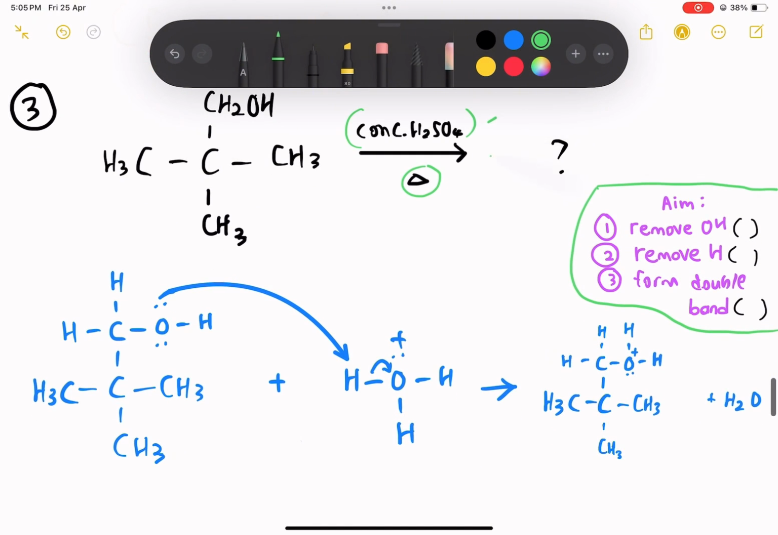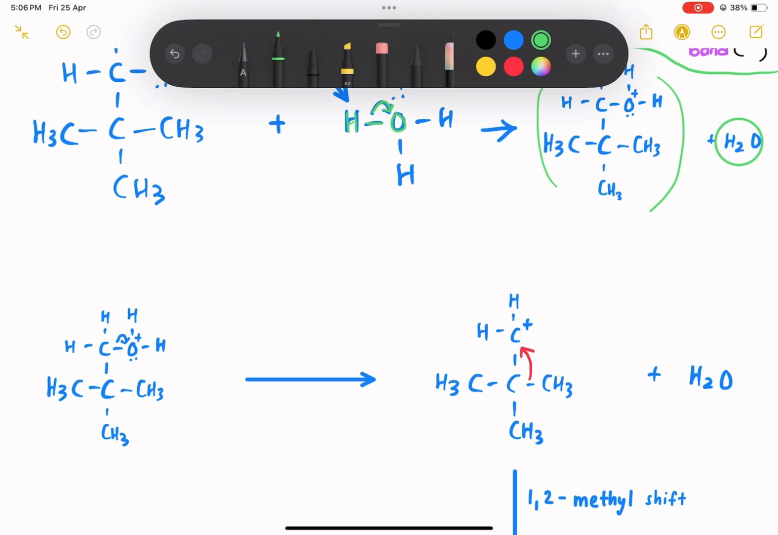When this one reacts with acid, it forms H3O+. H3O+ is unstable. It will try to become H2O. By how? The bond between them will break, and the electrons will go over to this O to become H2O, which is a stable form. And then the remaining H will be taken by the partially negative oxygen, and it will form this structure.